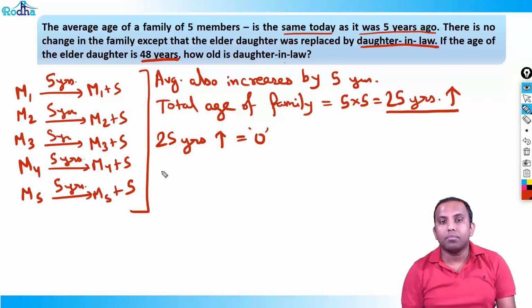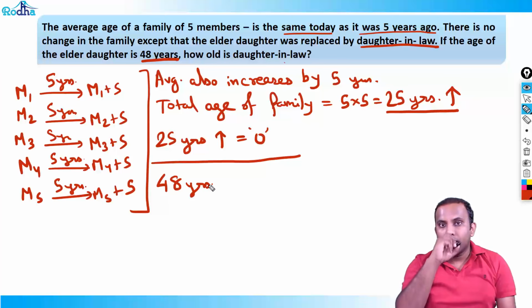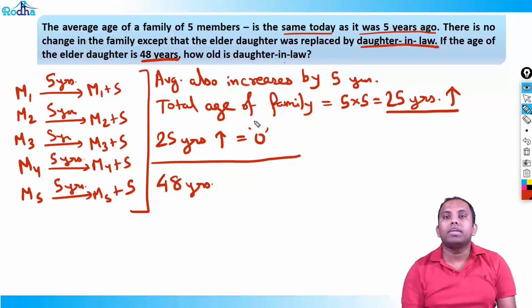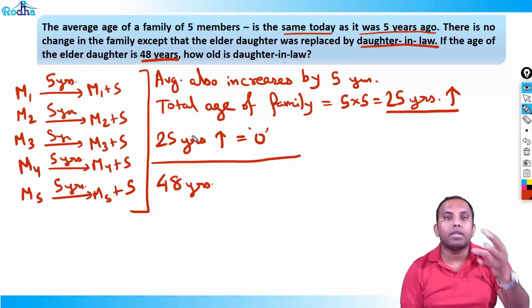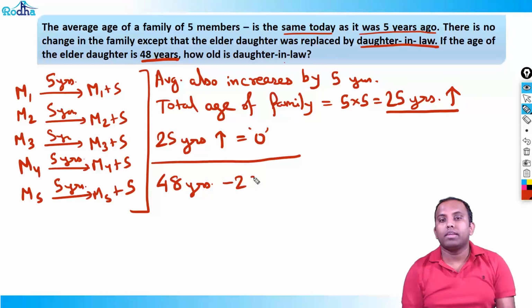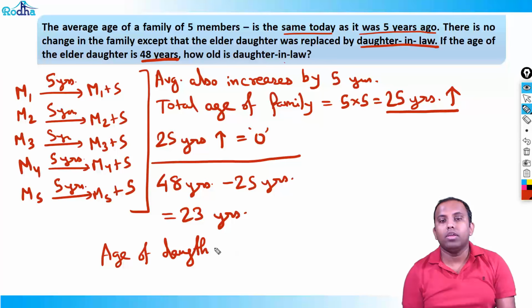So that means the daughter-in-law's age would be how much? The elder daughter was 48 years, but a new person joins the family who decreases the total age by 25 years. That means 48 years minus 25 years. What is the answer? The answer is 23 years. That means the age of the daughter-in-law is 23 years.